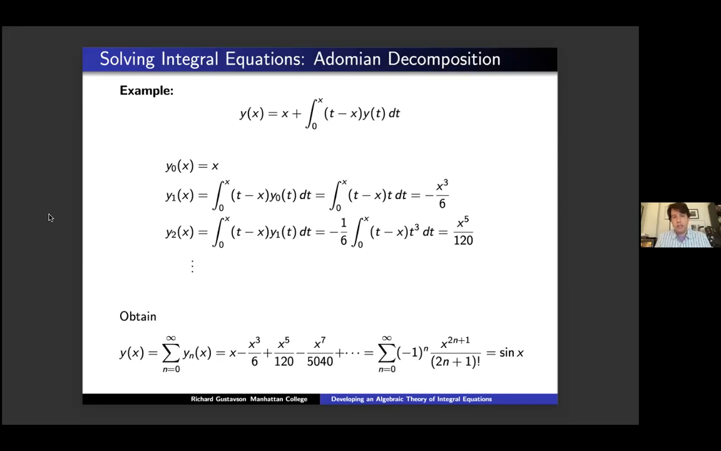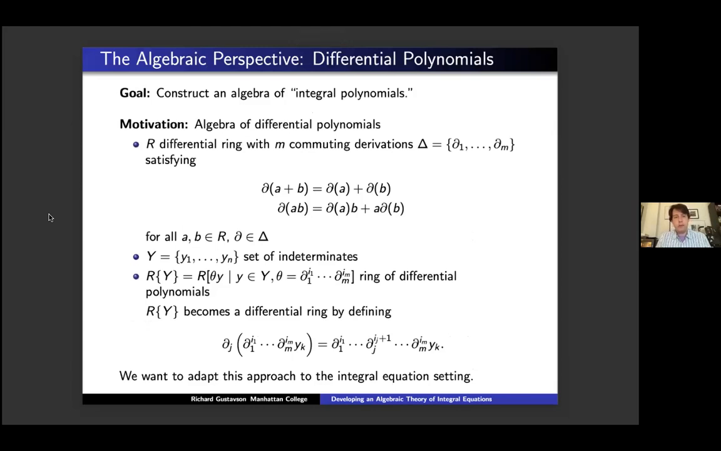The focus of this talk is not on solving integral equations, but on trying to construct an algebraic theory for these equations. And the motivation behind this is the algebra of differential polynomials. So just to review what this algebra is.